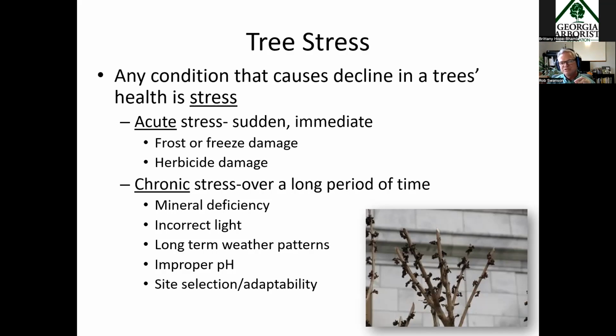In these small planters, the soil either was no good to begin with, or it was pretty good, but no one came back to maintain the nutrients in the soil. And so over time, you can have this slow degradation of minerals from the soil as the tree uses them up. We can also have long-term weather patterns.